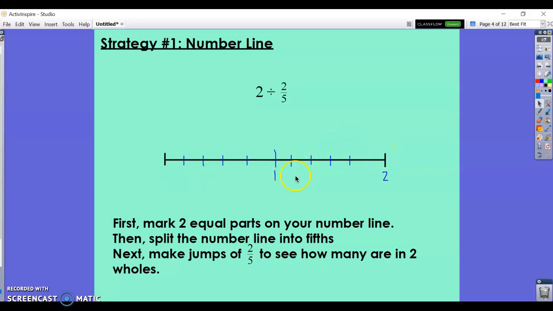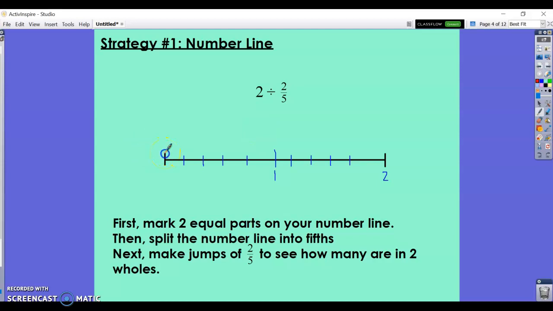All right. So now each section has been split into fifths, and I know that I'm splitting it into fifths because of the denominator of my fraction. So I'm dividing these 2 wholes by 2/5. So what I'm going to do on my number line is I'm going to make jumps of 2/5 until I reach the end of my 2 wholes.